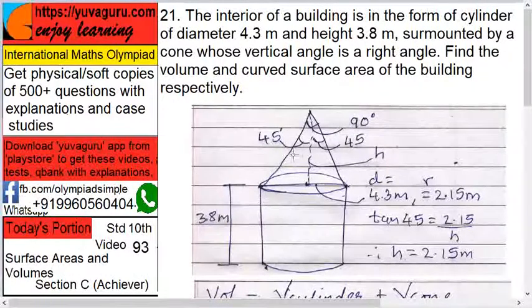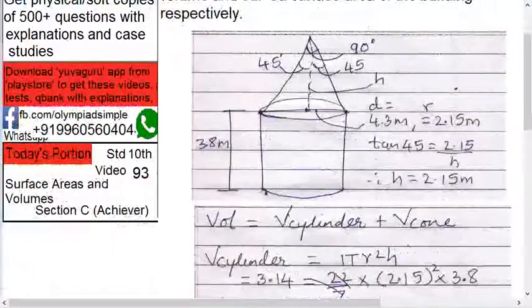See here, this cone angle is 90 degrees, so both halves will be 45 degrees over here. The diameter is 4.3, so r will be 2.15 for the cylinder and the cone both. So now you will be able to find the details of the cone and the cylinder. Let's move on. The full volume of the building is the volume of the cylinder plus the volume of the cone.